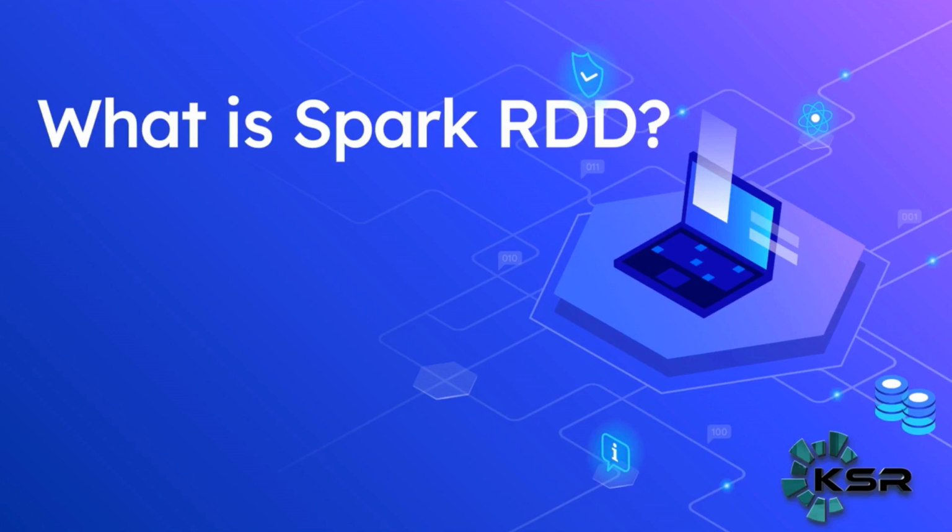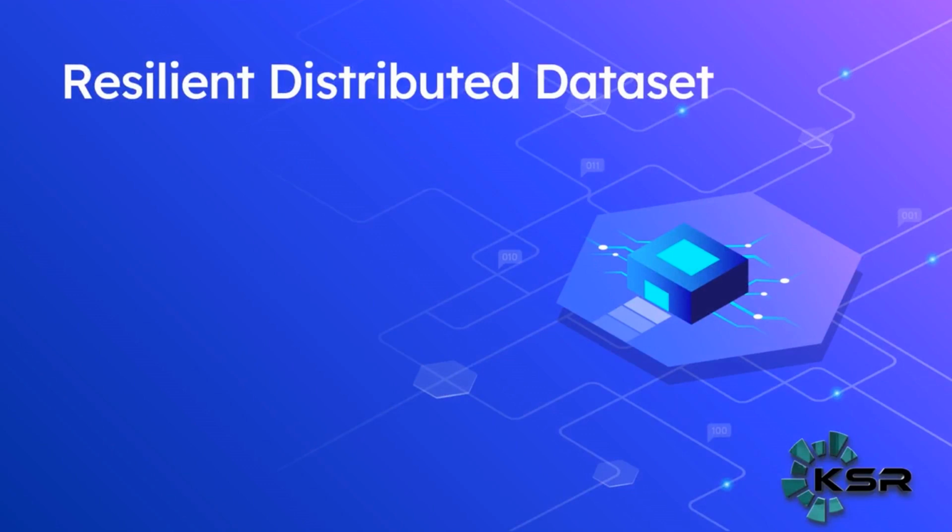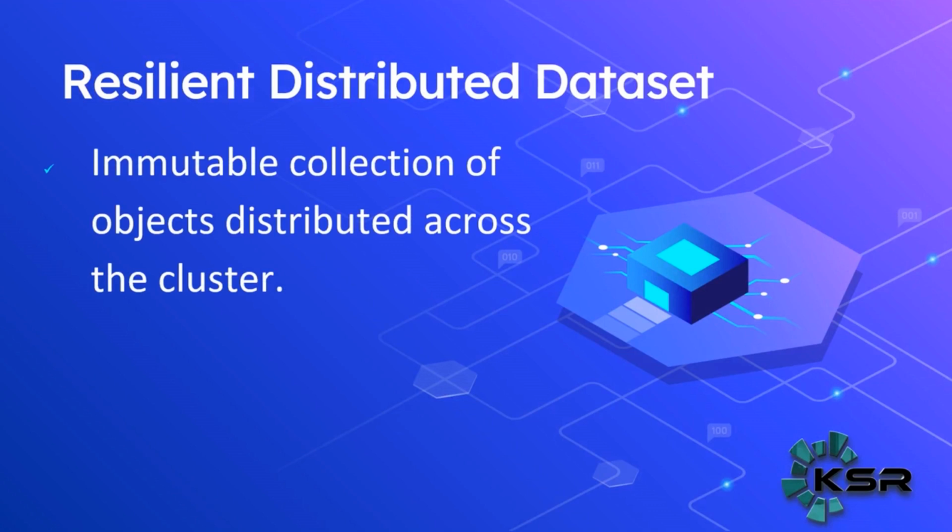Today we will discuss what is Spark RDD. RDD full form is Resilient Distributed Dataset. The meaning of RDD is: an immutable collection of objects distributed across the cluster. This is the definition. So coming to the RDD, RDD is the core abstraction of Spark. Means it's the collection of records that is distributed across the cluster.